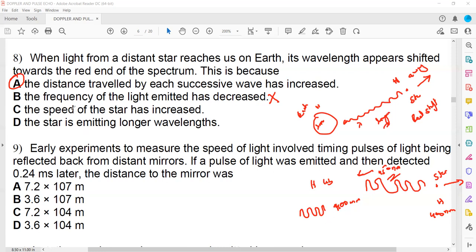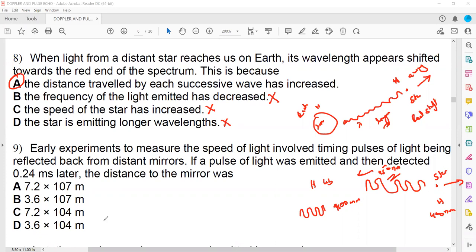When we check option C, the speed of the star has increased. We cannot identify whether its speed is increasing or decreasing according to the information given. Then, the star is emitting a longer wavelength. That is also wrong. The star is emitting the same wavelength according to the element, but because it is moving, what we receive has changed.